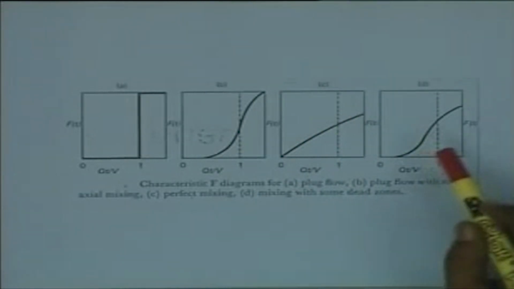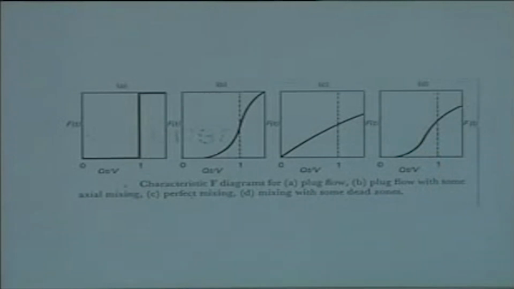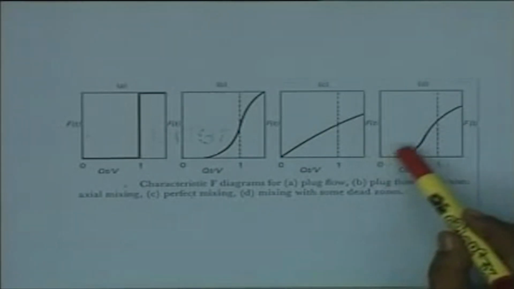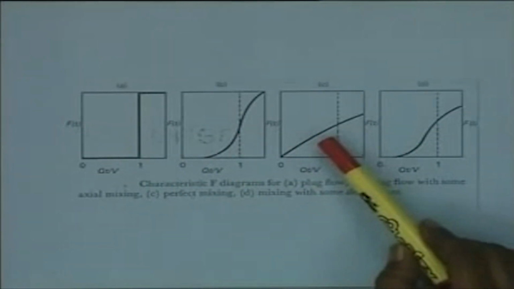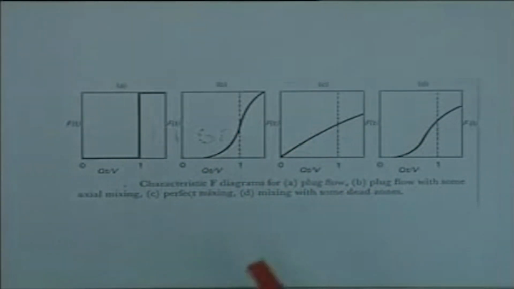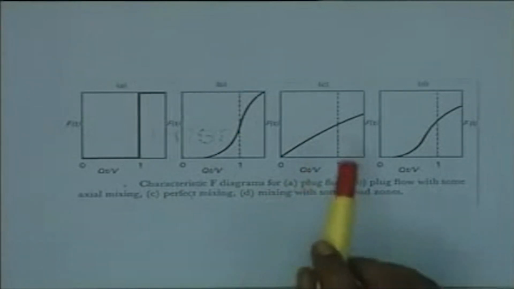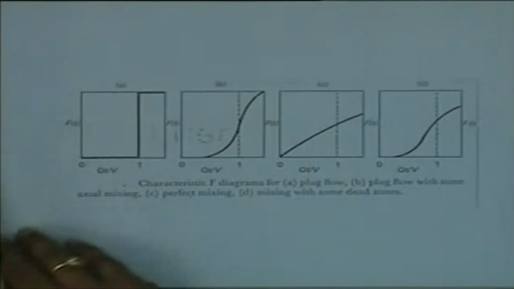On the other hand, if there is mixing with some dead zones, some stagnant zones, again the mixing pattern might get changed. So these are the two non-ideal flow patterns, and these are the two for plug flow as well as for well mixed conditions, the exit age distribution in terms of the F curve.